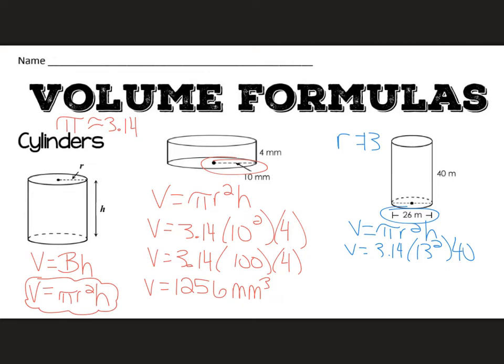So I'm going to put that all in my calculator. 3.14 times 13 times 13, or 13 squared on your fancy calculators, times 40. And I get 21,226.4 meters cubed. Volume is in cubic units.